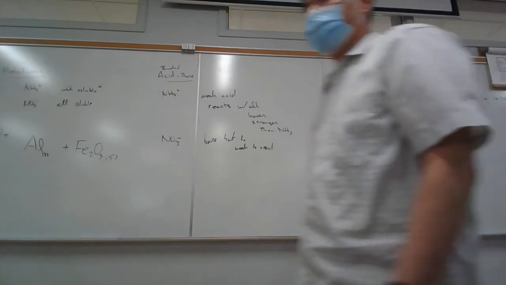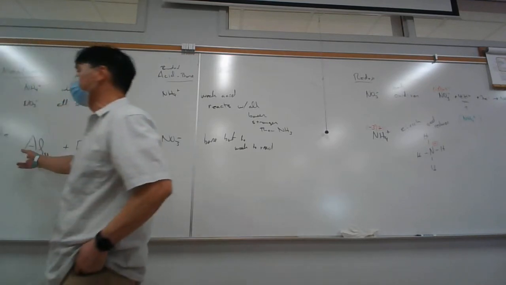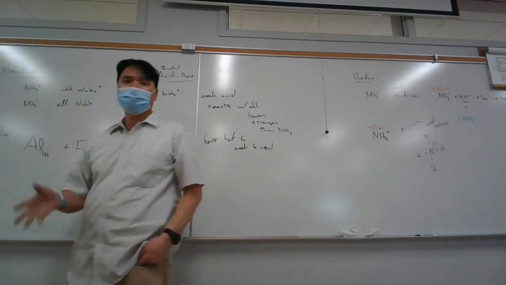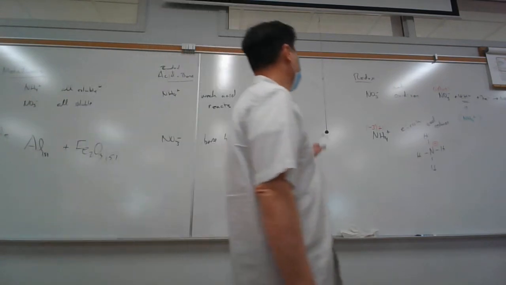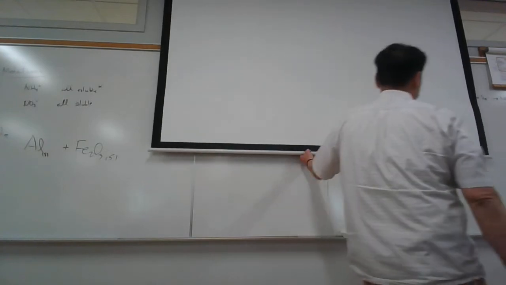So we can take a look at this reaction. This is the part where we analyze and look at the oxidation states. The oxidation state on aluminum is 0. The oxidation state on iron is +3, to get some kind of idea. And then we see how things react.